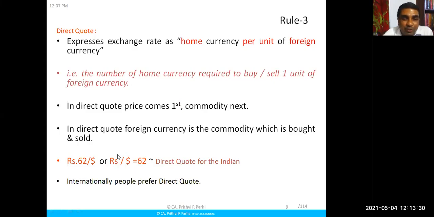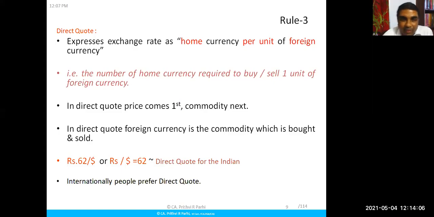Suppose here is a direct quote you see. Rupee by dollar is 62. So this is the price, this is the commodity. Commodity means this dollar is bought and sold. Second currency is bought and sold. This dollar is bought and sold for Indian rupees. So dollar is bought and sold for Indian rupees of 62. So this dollar is commodity and this Indian rupee is the price. Are you getting me?